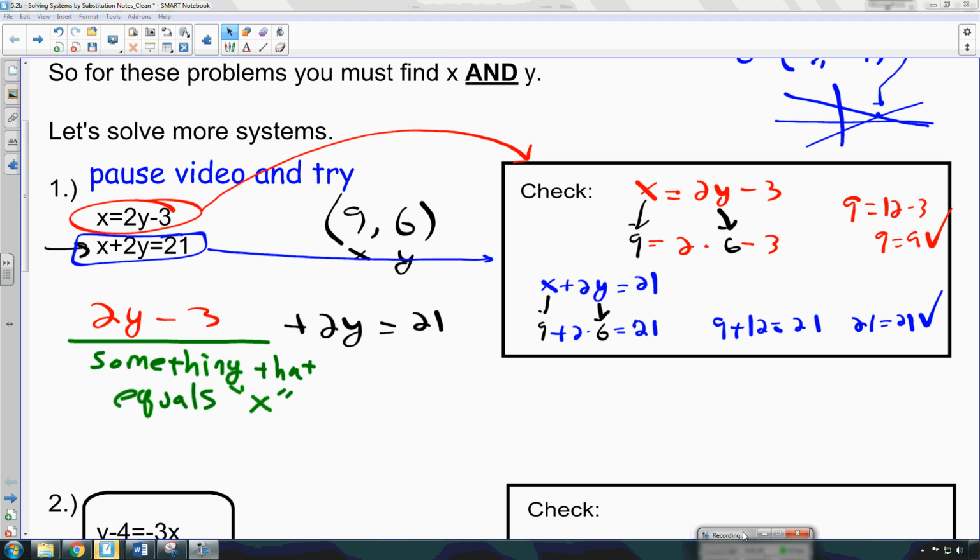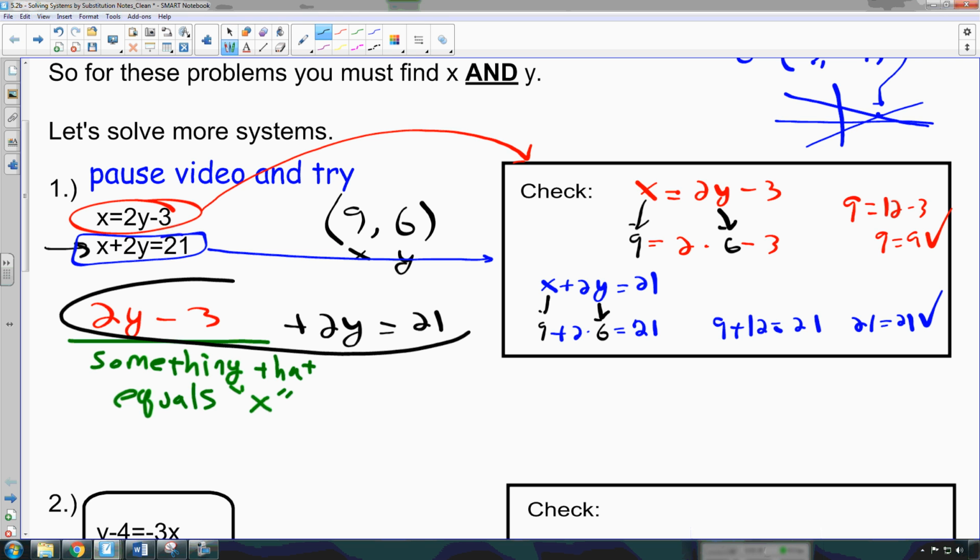So you check both equations. The key here was really we just solved this equation, right? We just solved this equation, got an answer for y, which was 6. And then we plugged that back into either the blue equation that I circled or the blue equation I boxed or the red equation that I circled. So let's move on to the next problem.